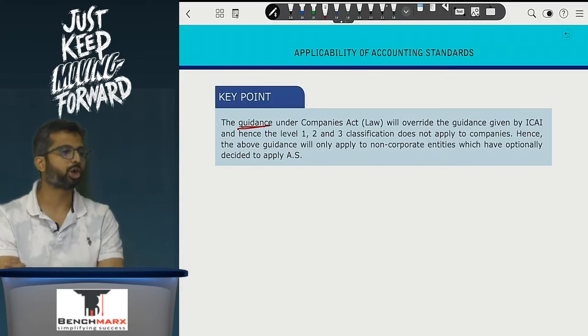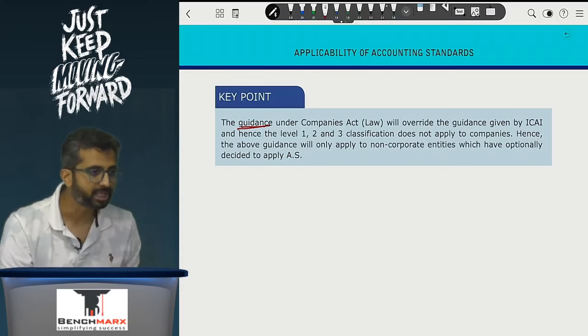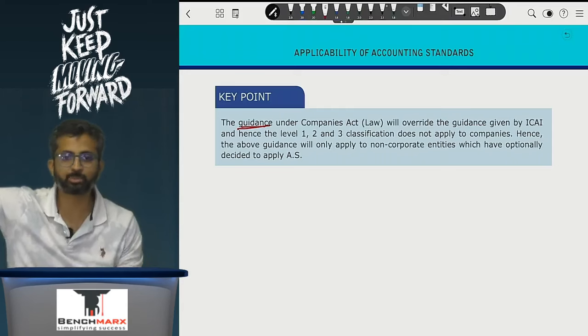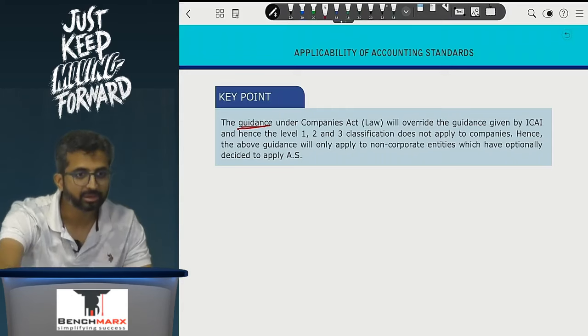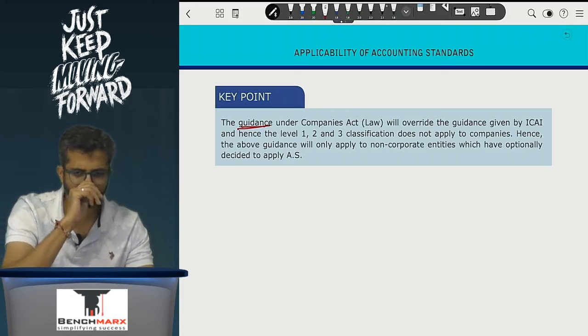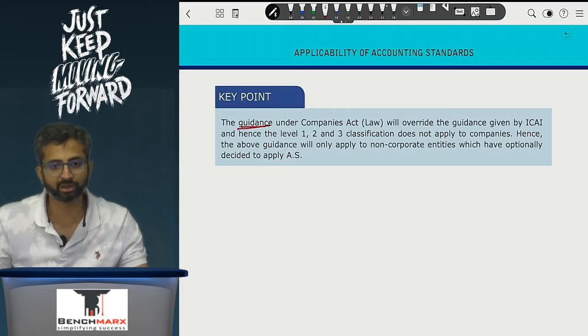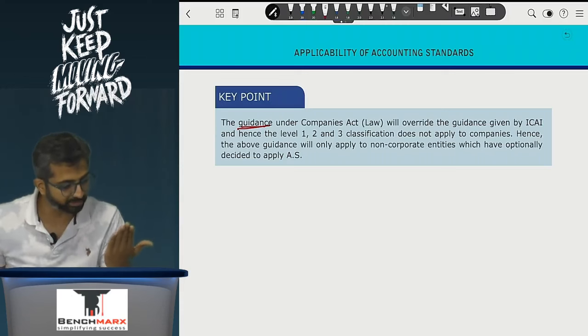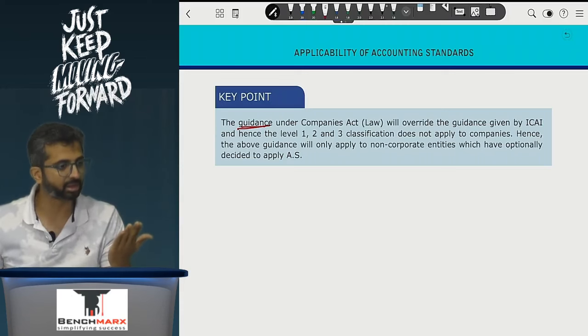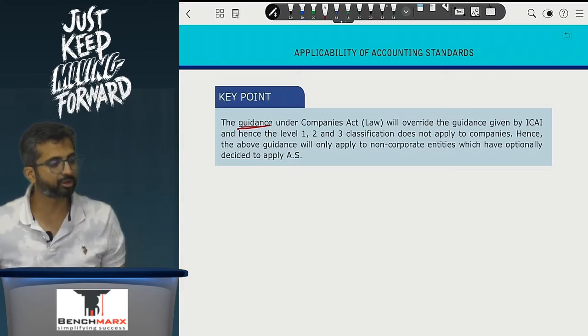Like in your life also, you change something, but you changed it in one book and forgot to change it in another book. That can happen, right? So they change something in the Companies Act, but forget to change something in accounting standards. Now you are applying, and you say the Companies Act tells you that you have to follow this method, and accounting standards tells you you cannot follow this method.